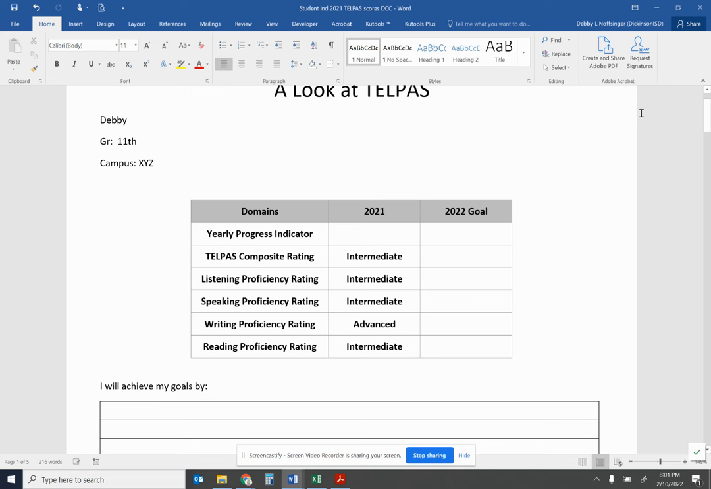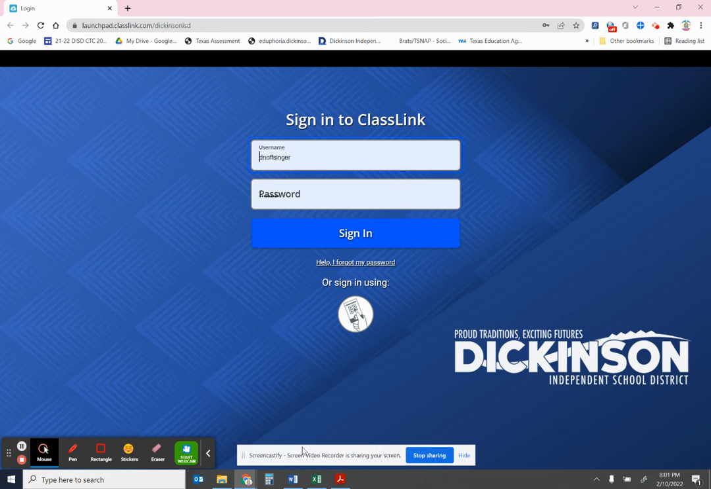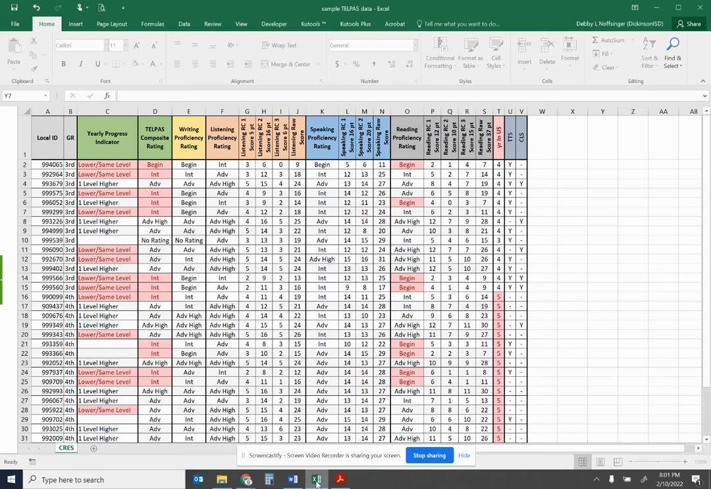Once I'm given a data challenge, you know that I'm going to go full force with it. So I went and looked for some more TELPAS data. And I did change the local numbers on this, so you don't have to worry about any student information being divulged. I went into Eduphoria and pulled all of the TELPAS information for our students. So it has their yearly progress indicator, their TELPAS composite score, their writing, listening, reading, and speaking. I also included the years in US school.